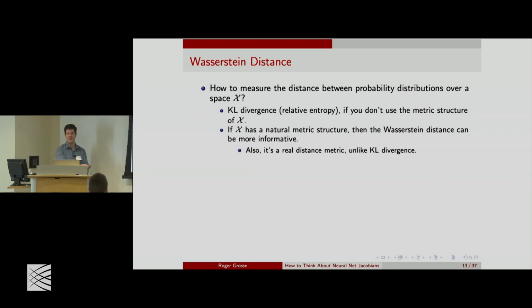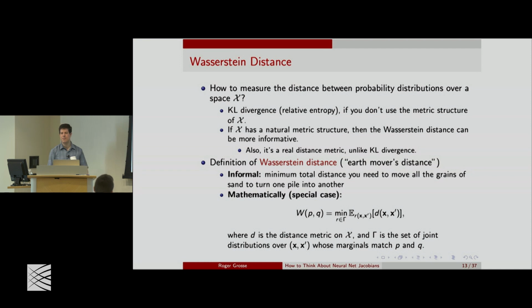So if the distribution is really good at generating things very close to the data, but not exactly the data, then that doesn't count. Right? It's insensitive to the actual metric on the space. But for things like images, there is a natural metric structure. You can measure the Euclidean distance between images, for instance. And so the Wasserstein distance is a very nice measure of distance between probability distributions because it actually makes use of the metric structure. And it's also a real distance metric.